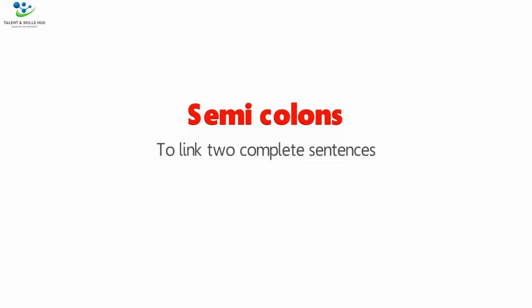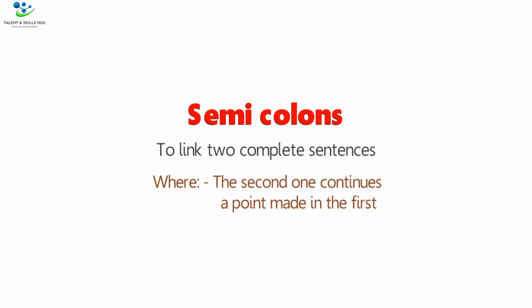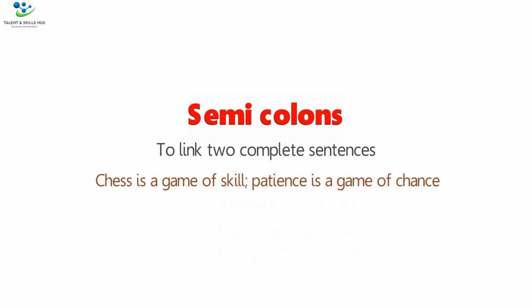To link two complete sentences, where the second one continues a point made in the first, and where there is a strong connection between the two statements, each of which could be a sentence on its own. For example, chess is a game of skill; patience is a game of chance.